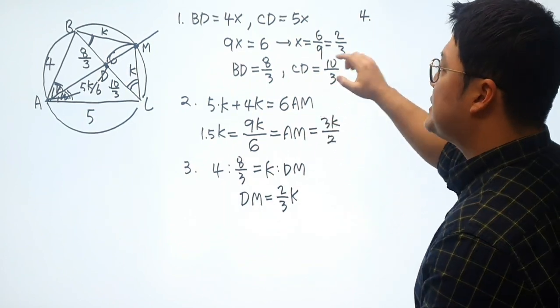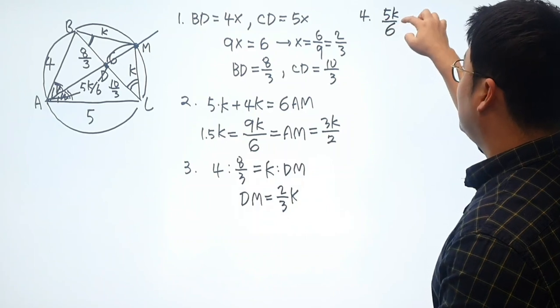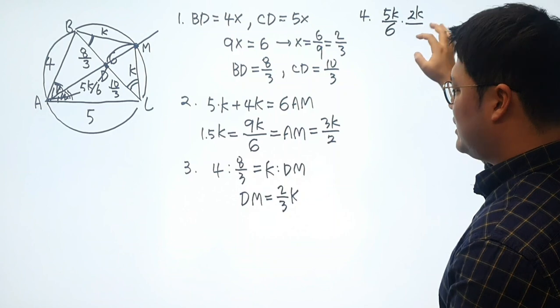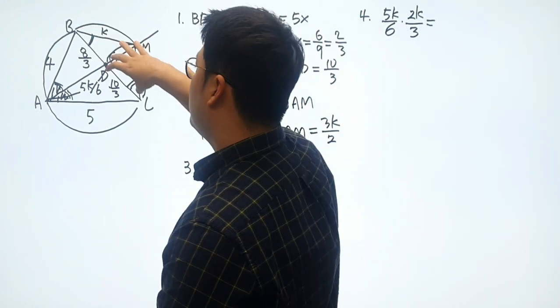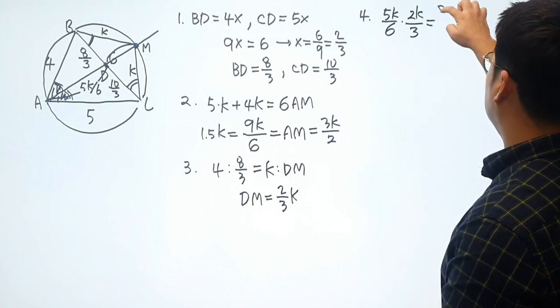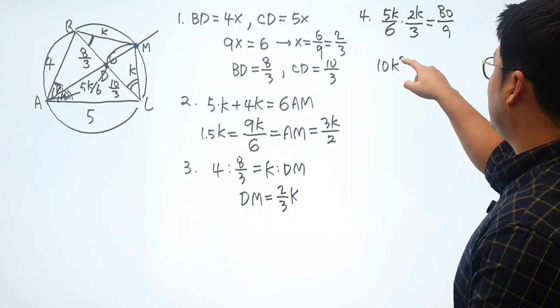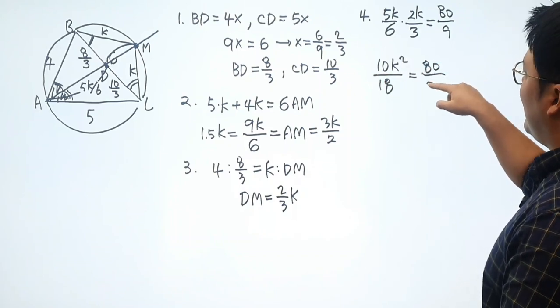So if I use power of a point, that becomes 5K over 6 times, what was it, 2K over 6? 2K over, was it 3 or 6? 2K over 3. Yes, that's supposed to be 8 over 3 times 10 over 3. So that becomes 80 over 9, okay? So 10K squared divided by 18, well, that becomes 80 divided by 9.